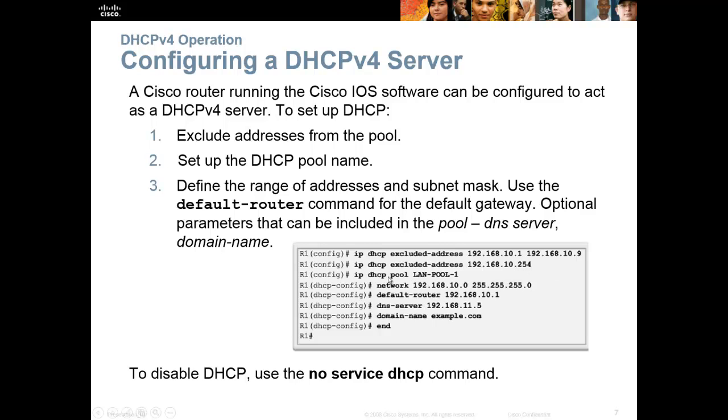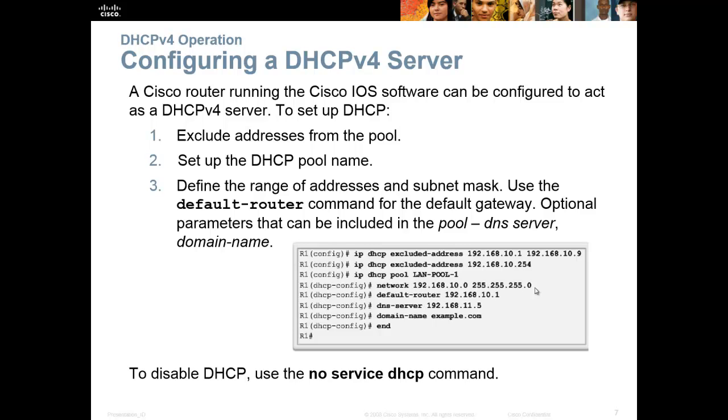Then we go into the router and say, hey, create the pool, we're going to call it LAN pool 1, and start assigning addresses in 192.168.10.0. Now as soon as you do that and hit enter on that command, he'll start answering DHCP requests. So that's why we have to do the exclusions first.